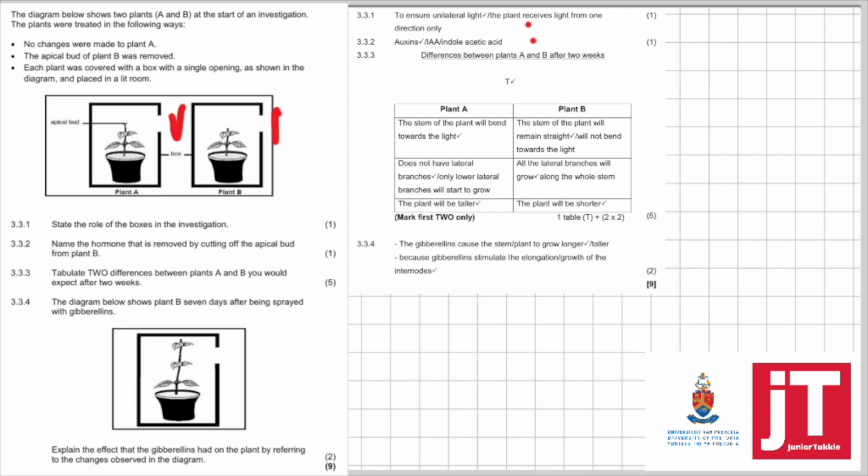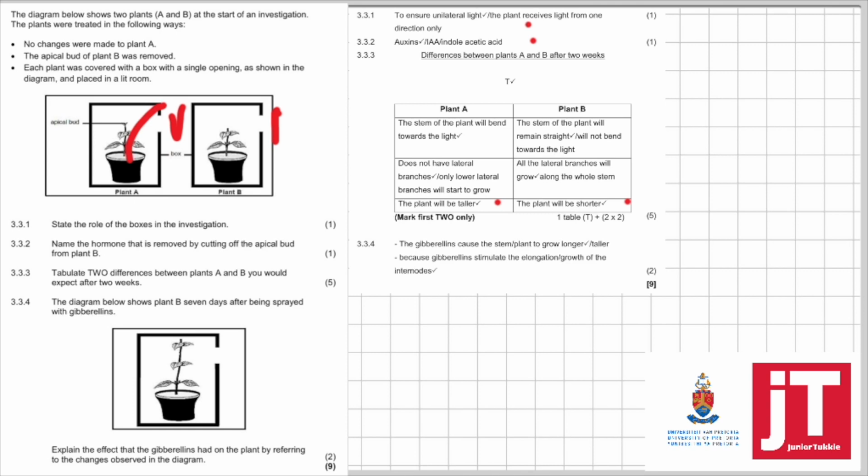3.3.3. Tabulate two differences between plant A and B that you would expect after 2 weeks. Of course, in plant A, the stem will bend towards the light. Plant B will remain straight and will not bend. Plant A does not have lateral branches, and B will have lateral branches. Plant A will grow taller and plant B will be shorter. And that's all because of the apical bud and auxin. That's the influence of the auxin.